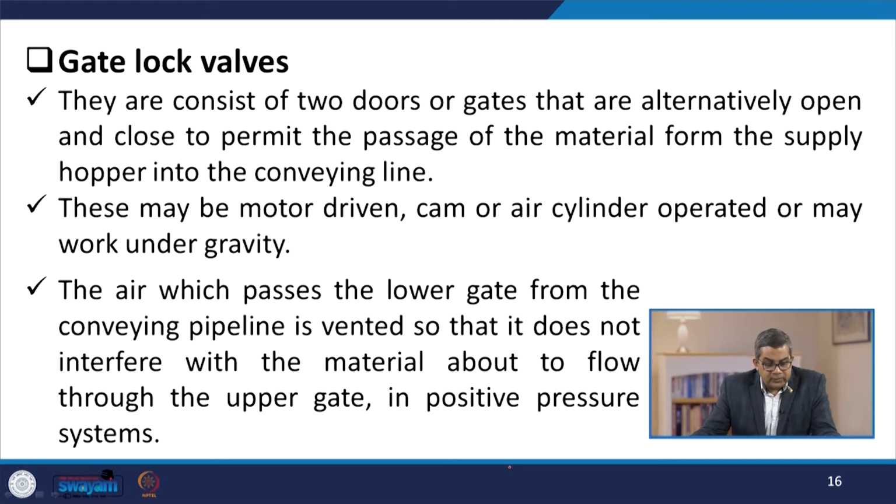Now gate lock valves consist of two doors or gates that are alternately opened and closed to permit the passage of the material from the supply hopper into the conveying line. These may be motor driven, cam or air cylinder operated, or may work under gravity. The air which passes the lower gate from the conveying pipeline is vented so that it does not interfere with the material about to flow through the upper gate in a positive pressure system.